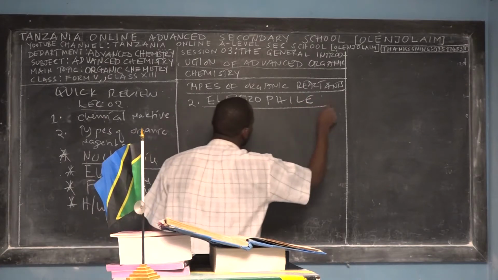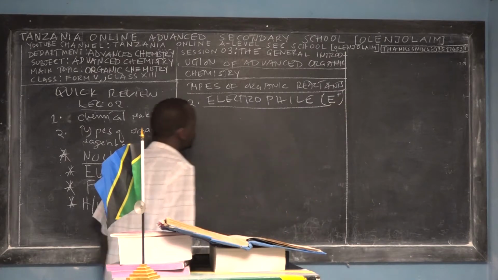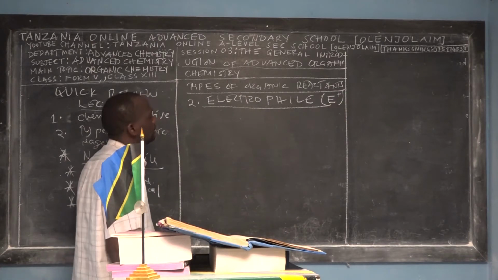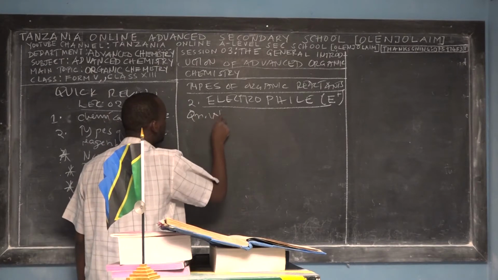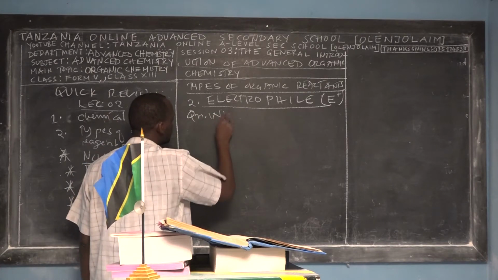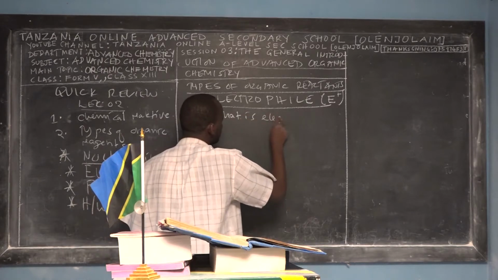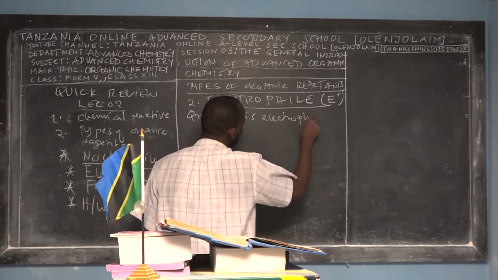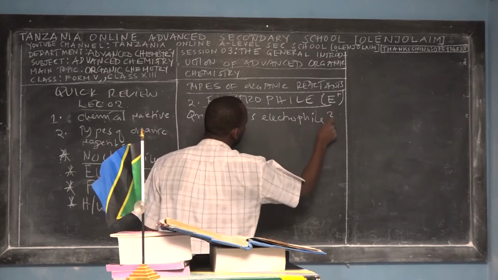What is an electrophile? You can write just the symbol E, in case it is positive. So the fundamental question that you have is: what is an electrophile?